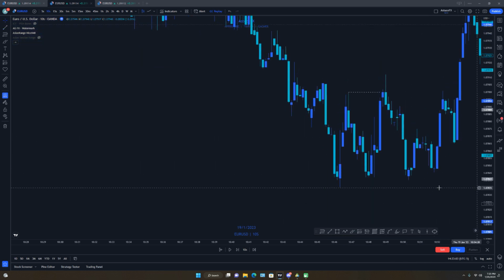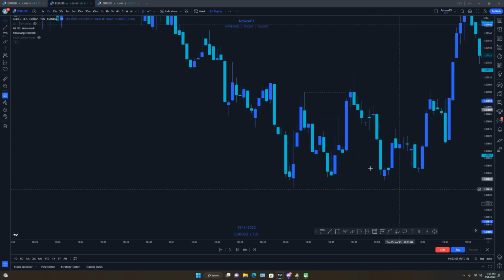From getting this change of character, I now need price to pull back for my buy. Like I need a pullback for a buy. It always happens. So from breaking this high, which is our change of character, I now want price to pull back for a buy. And for a pullback for a buy, you can just enter from a demand zone.